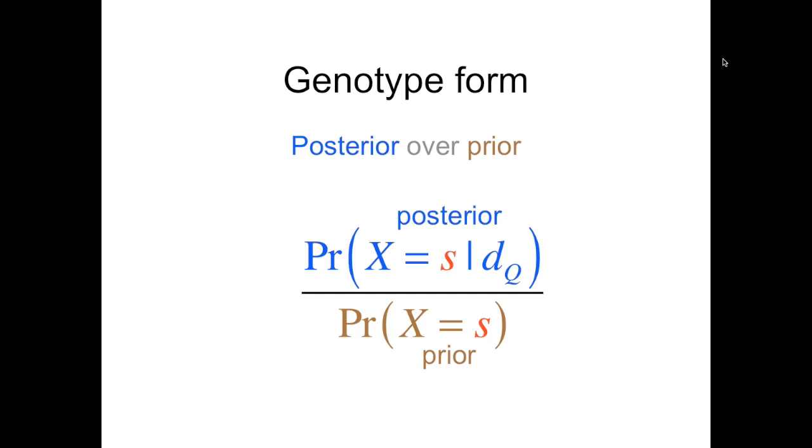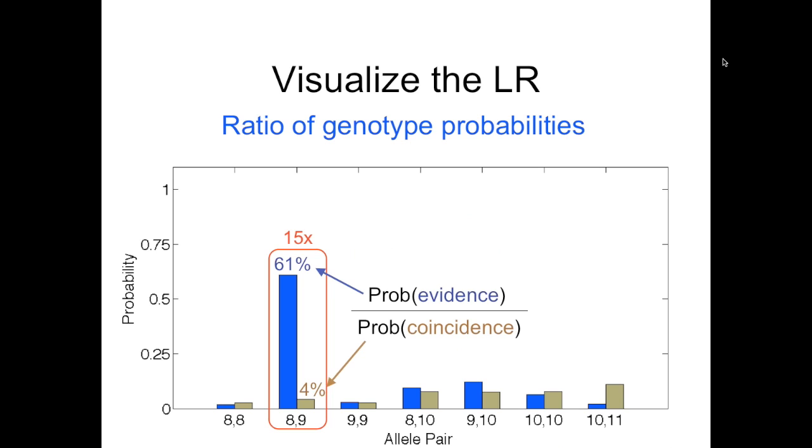In the numerator, the posterior is the probability that the evidence genotype is the suspect's genotype, given the questioned evidence data, D sub Q, divided by the prior belief. Now, that ratio was first described in 1938 by Essen-Möller for paternity indices, which is a type of likelihood ratio. It's been around for a very long time. It has this nice feature that you can see it. And these are the sort of pictures that we show in court to visualize the LR at a locus as a ratio of genotype probabilities.